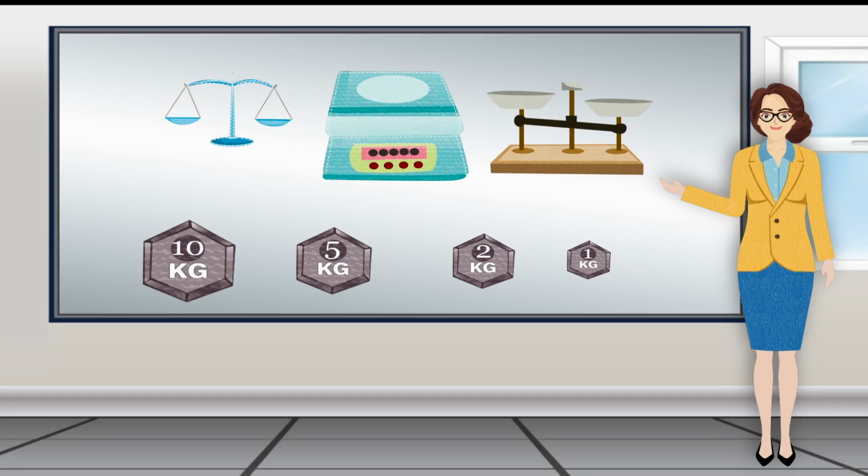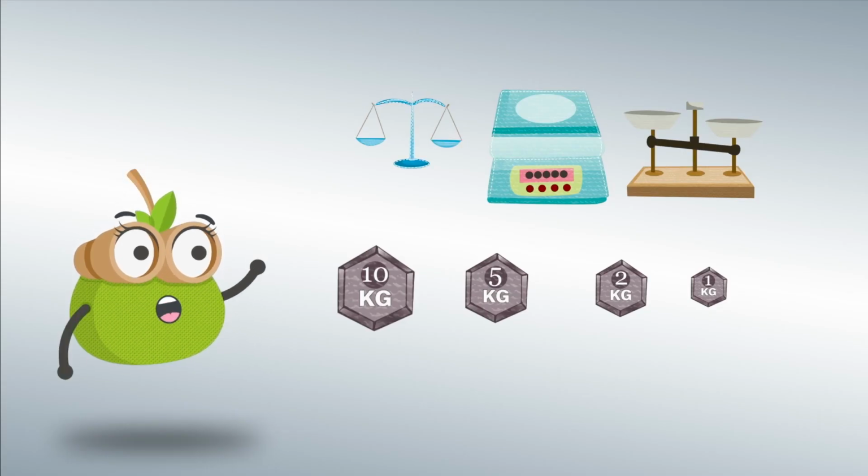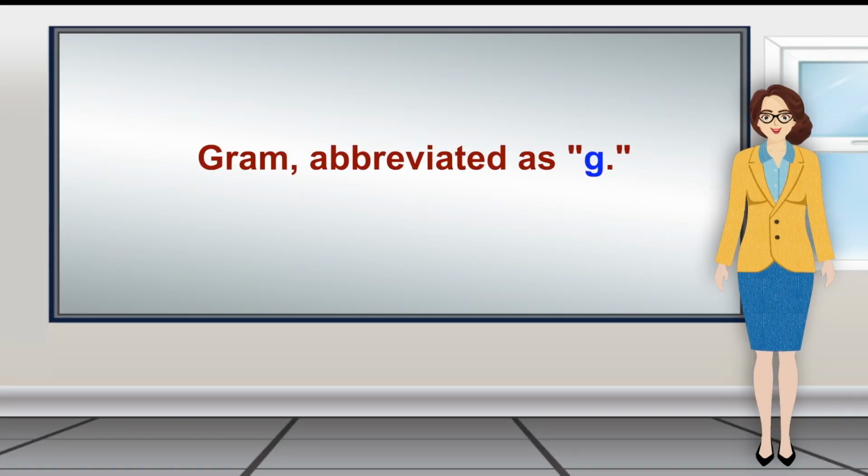He has different types of balance used to measure weight and mass. They are usually used to weigh the vegetables in kilograms and grams. The other unit of weight is milligrams. Why are different units of mass being used? Let's start with the gram, abbreviated as g.